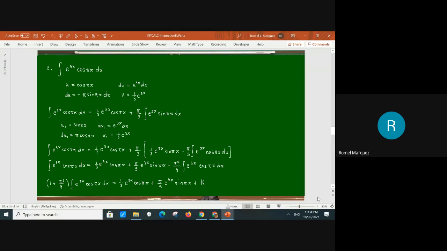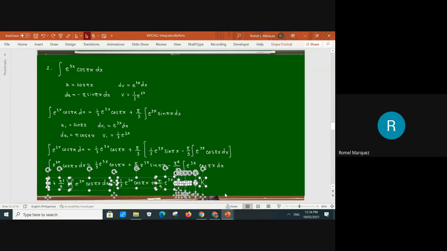Let me copy that. We need to get rid of the coefficient of this integral on the left side, because what we want is just the integral of e to the 3x cosine pi x dx. Actually, we're almost done. All we have to do is get rid of this. Since this is an equality, I can divide each side by such coefficient, so that I will come up with simply the integral of e to the 3x cosine pi x dx.